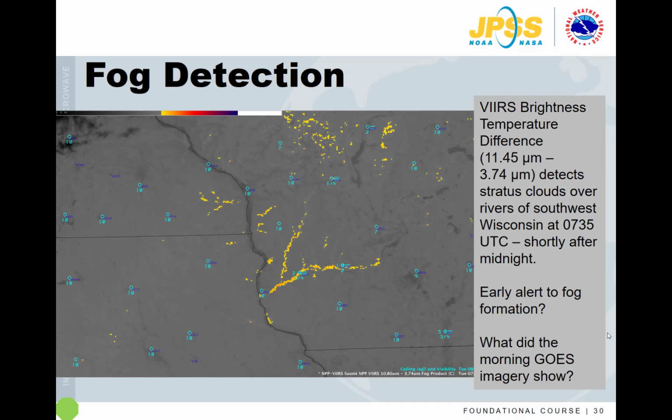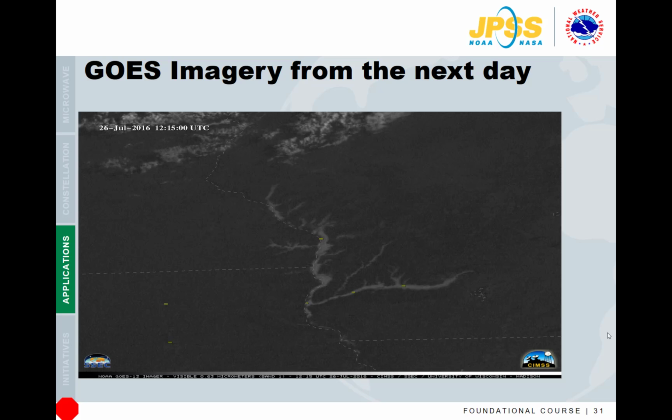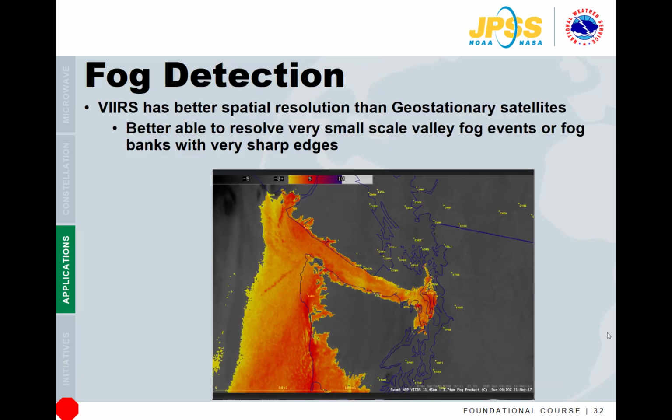VIIRS can give an early alert to the formation of fog if the overpass is timed correctly. GOES imagery from the next morning shows more widespread fog locations. VIIRS has high spatial resolution, and if you have narrow valleys or sharp edges to the cloud bank, you are better able to describe exactly where the fog is present.